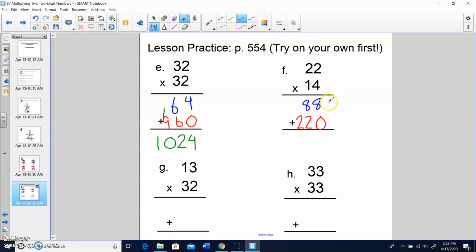Okay, so I found the product for the ones place, product for the tens place, add them together. 8 plus 0 is 8. 8 plus 2 is 10. So my 0 comes down and I carry up the 1. 1 plus 2 is 3. So 22 times 14 is 308. Go ahead and try G.